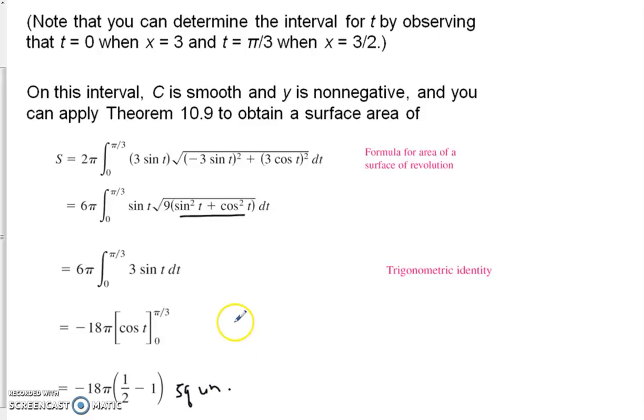Okay, so we've looked at surface area, we've looked at arc length, and equations of slopes of tangent lines, the three objectives from this lesson. Hope it's been helpful.